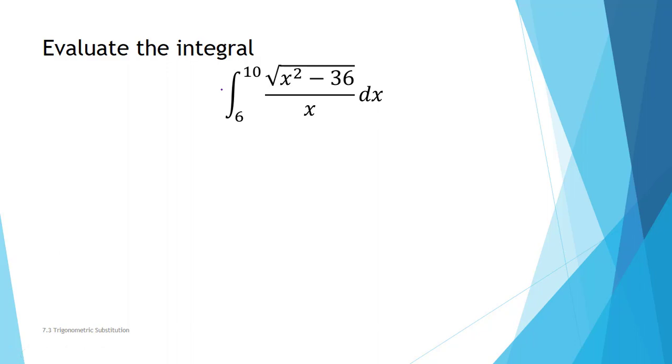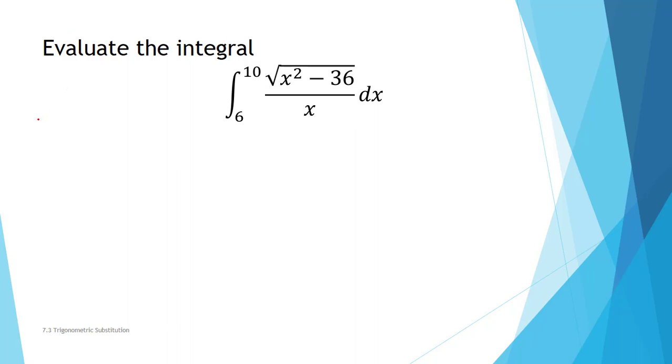Hello Calc 2 students. In this problem, I would like to give you my advice on evaluating a definite integral that requires trig substitution. Here we want to evaluate the integral from 6 to 10 of the square root of x squared minus 36, all divided by x dx.